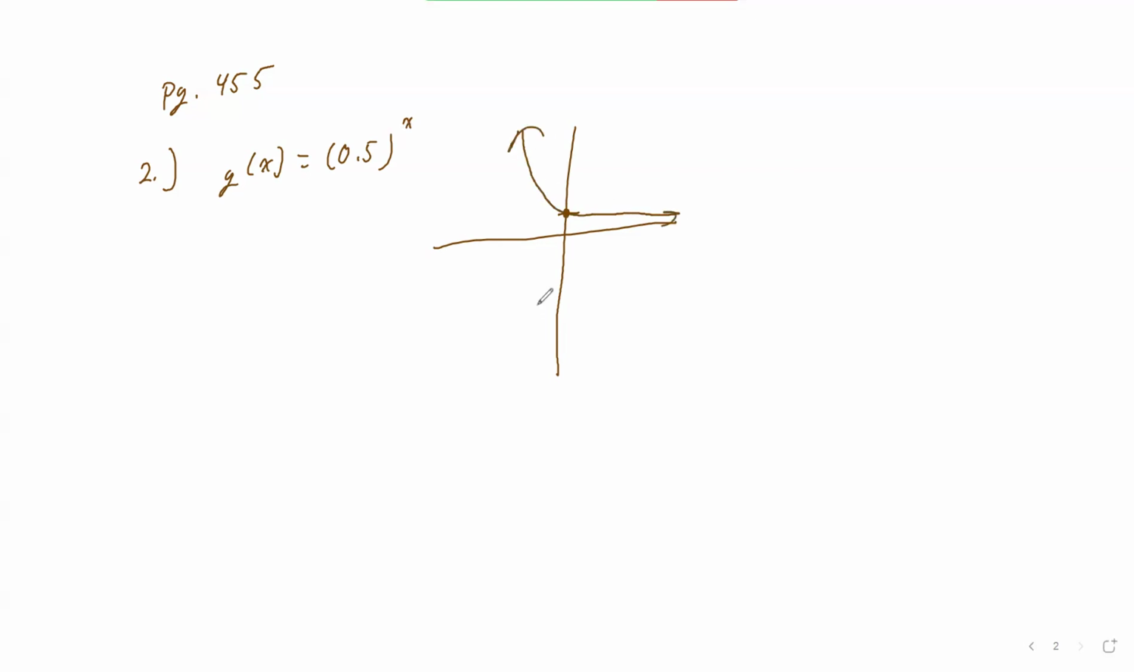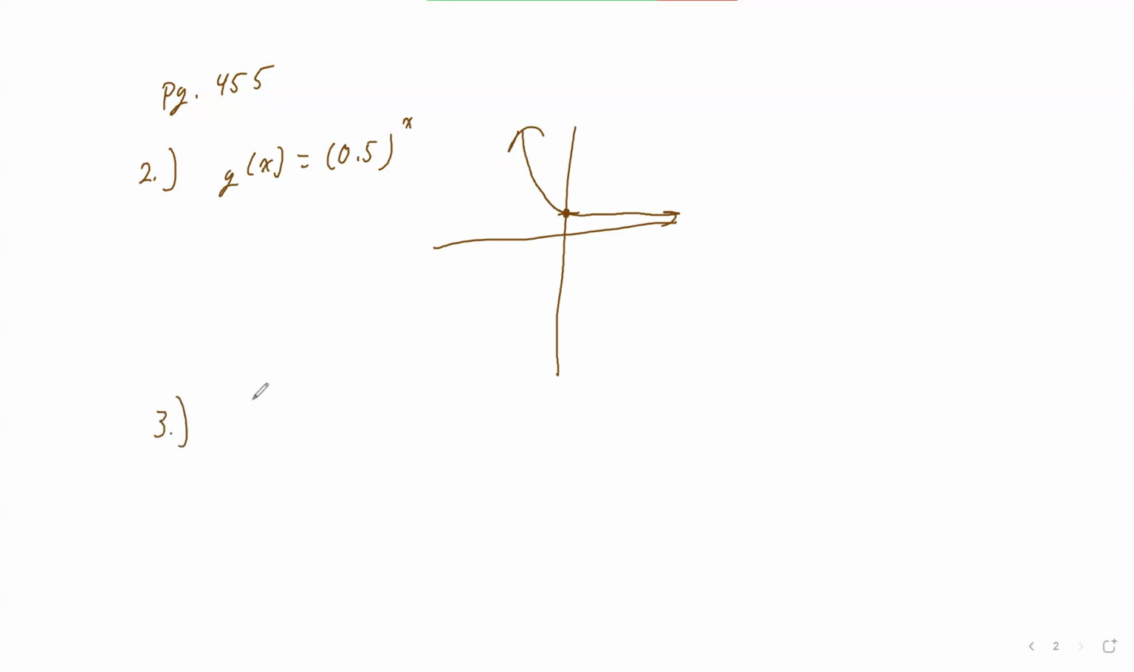455. This is going to be question 2. We're going to sketch the graph of the following functions. So we have g of x equals 0.5 to the x. Oh, x in the wrong location. So this right here, your first point is going to be at (0, 1). That's your starting point, and then it's a decreasing function, so it'll look like this. And that's pretty much it.